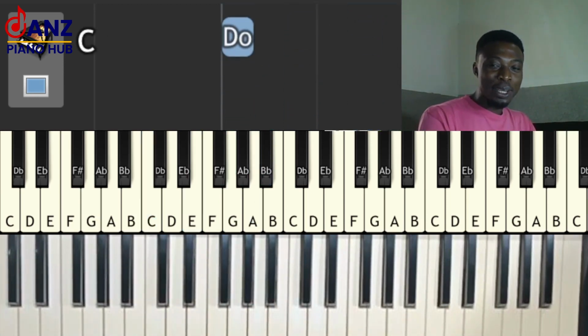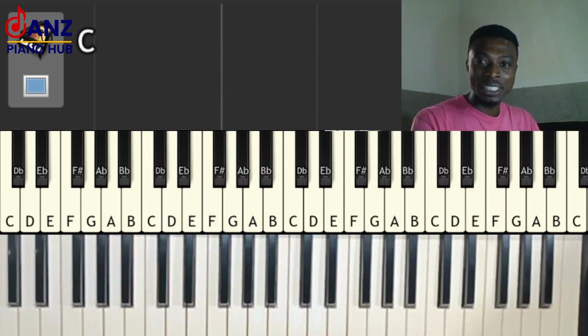Now, talking about chords, we have different types of chords. We have what we call the major chord. We have the minor chord. We have the sustain 2 chord, the sustain 4 chord. We have the augmented chord. We have the diminished chord. We have many types of chords, way more advanced chords that we'll be dealing with later on. But for now, we'll just stick to the major chord.